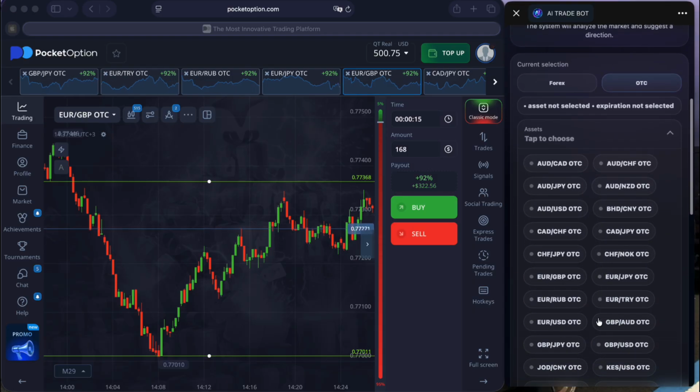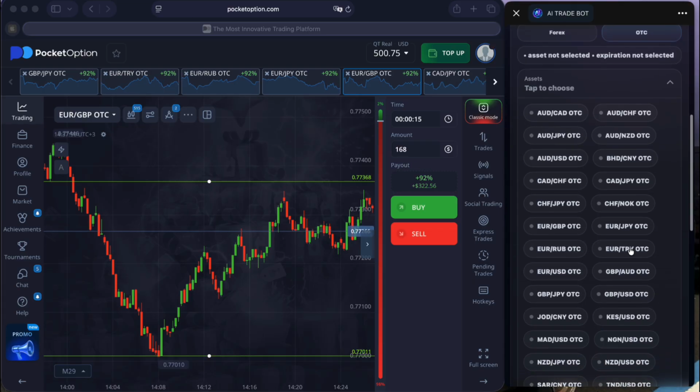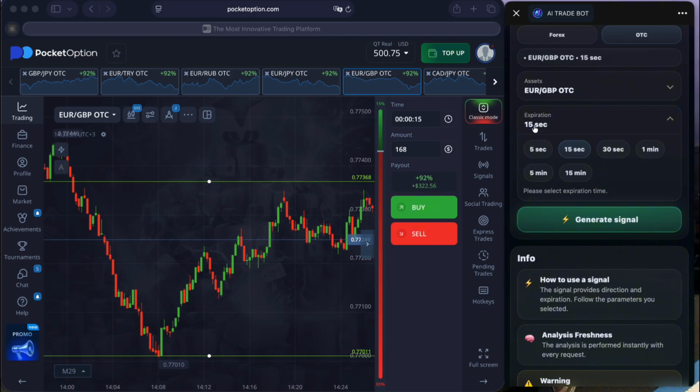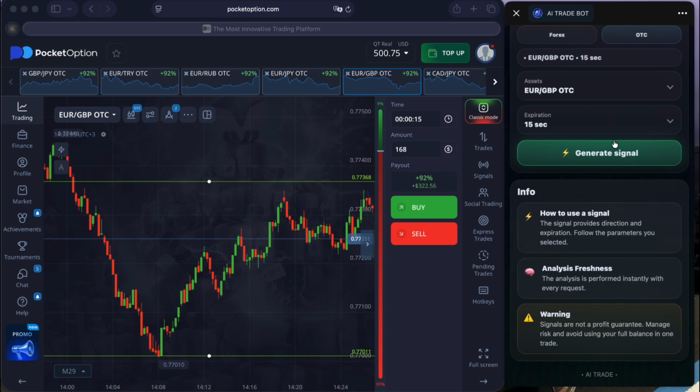Euro-British pound is on our screen. We have already conducted a small technical analysis on this asset. I add this currency pair to my instrument and proceed to choosing the expiration time of the trade. We trade on 15-second switches. We choose this expiration time. I also remind you that there is a video about 5-second and minute switches on my YouTube channel.